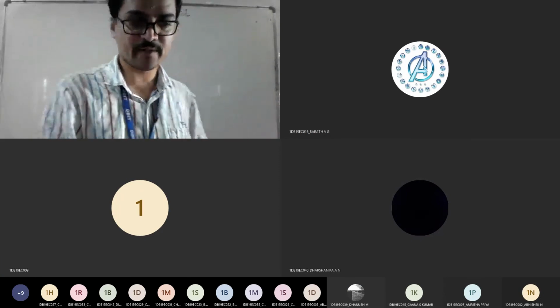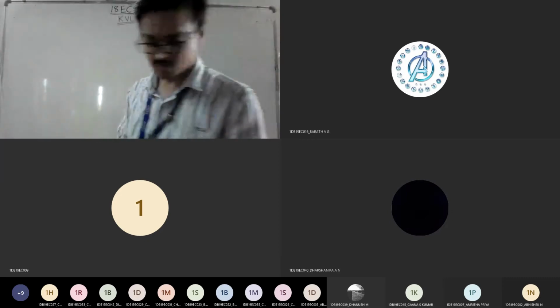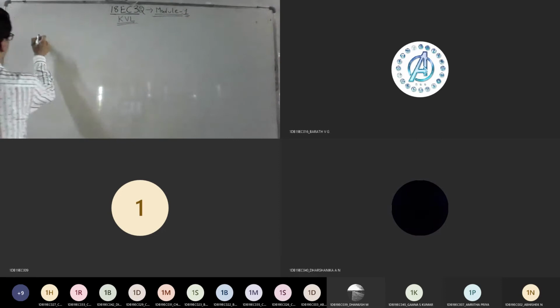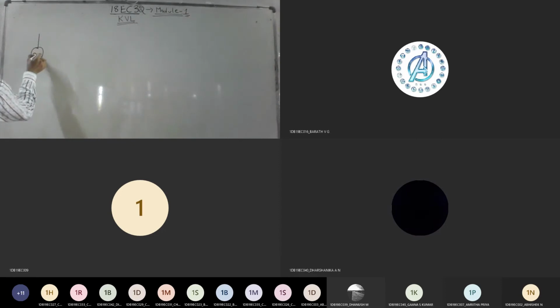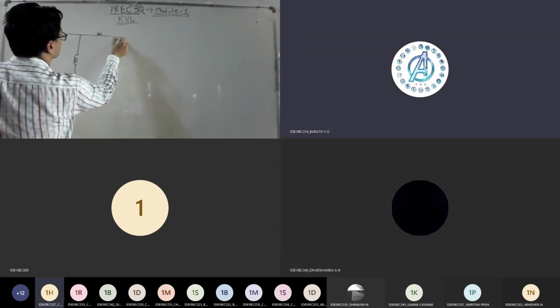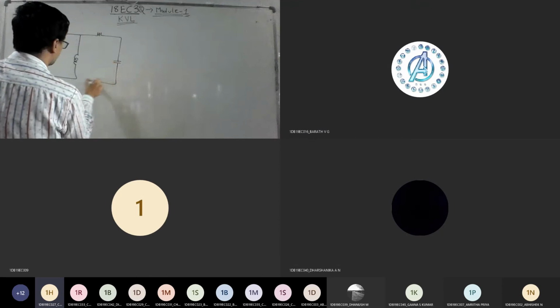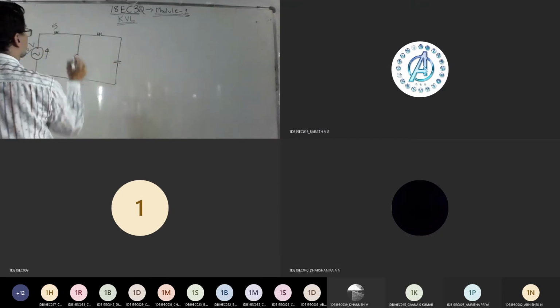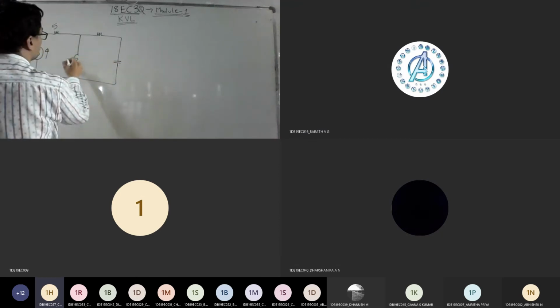So what was the last problem I had given? How many meshes did I give? Did I give 3 meshes? So there was an AC source like this, a resistor, and here it was an inductor. What is the value of your resistor? 5 ohms, sir. Inductor 2j.